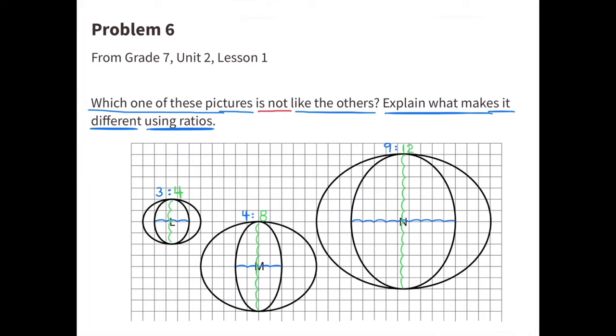The ratios are 3 to 4, 4 to 8, and 9 to 12. The 3 to 4 ratio is equivalent to a 9 to 12 ratio. 3 is 3/4 of 4, and 9 is 3/4 of 12. So pictures L and N are alike, and picture M is not alike because 4 is half of 8 and not 3/4 of 8.